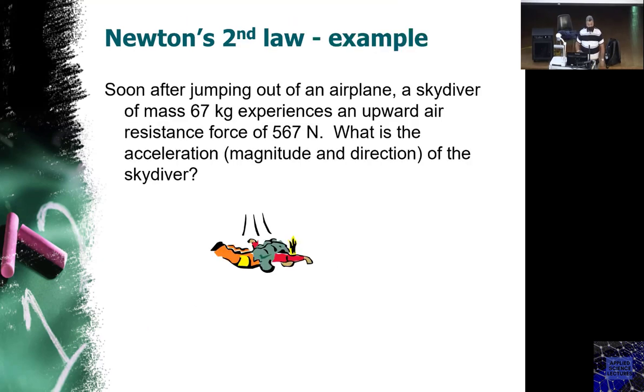So let's look at this example here. Soon after jumping out of an airplane, a skydiver of mass 67 kilograms experiences an upward air resistance force. So a force due to the air resistance that is 567 newton pointing up. What is the acceleration, magnitude, and direction of the skydiver?